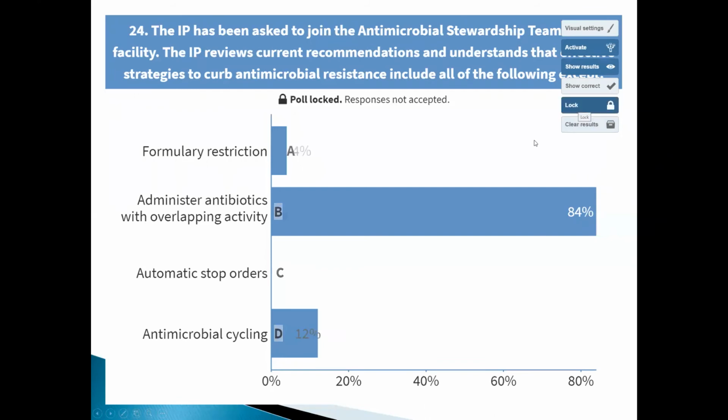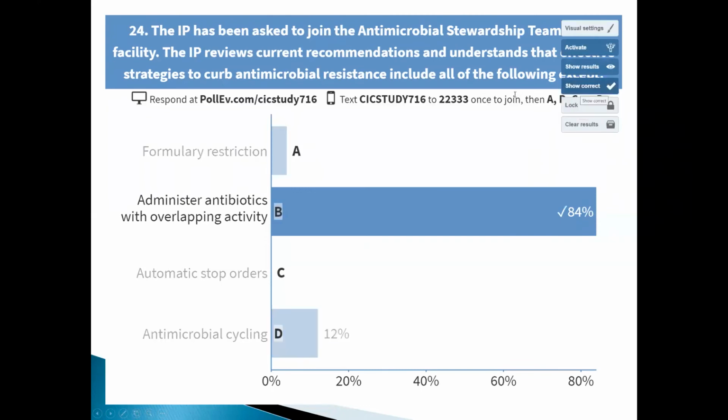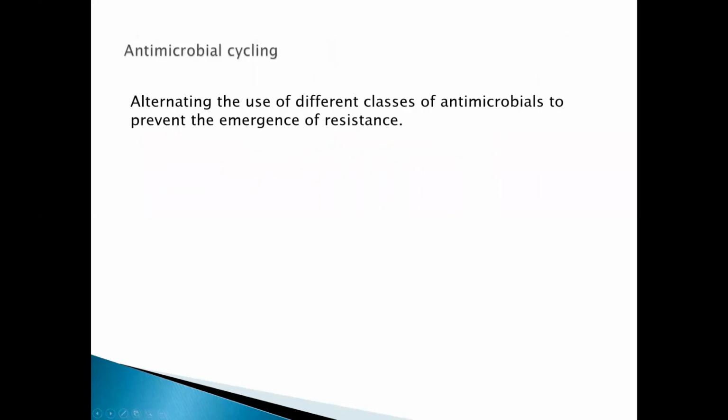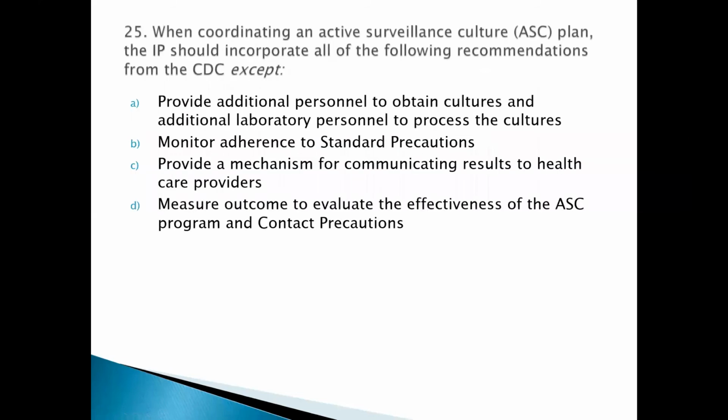Most people going with B. Oh, oops. Sorry, I hit lock instead of show correct. All right. B, administer antibiotics with overlapping activity. That's definitely a no-no. You're just using antibiotics that are unnecessary if you're doing that overlapping activity, which can lead to that antimicrobial resistance. So antimicrobial cycling is alternating the use of different classes of antimicrobials to prevent the emergence of resistance so that those bugs can't gain that resistance.